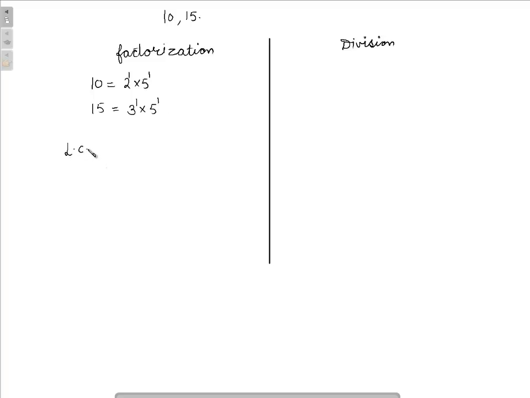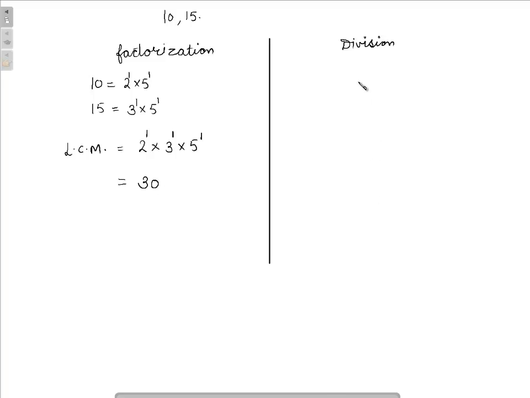Now what will be the least common multiple? We will select all the primes and we will take their highest power. In case of 2, what is the highest power of 2? That is 1. What is the highest power of 3? That is also 1. What is the highest power of 5? That is also 1. So what will be the least common multiple? That will be 30 in this case.